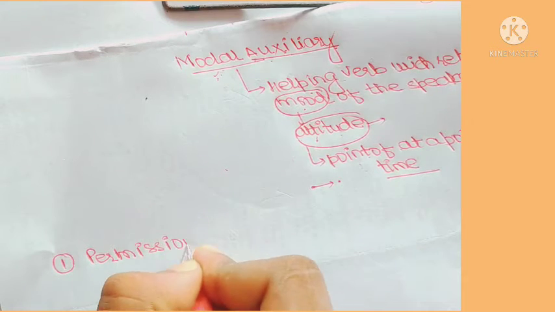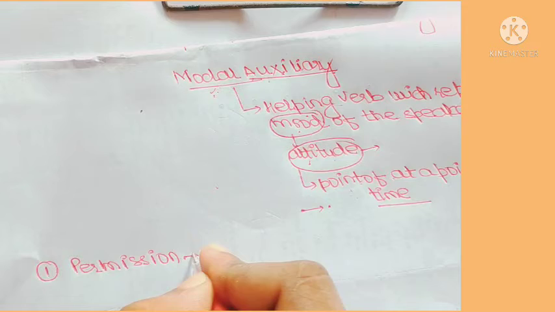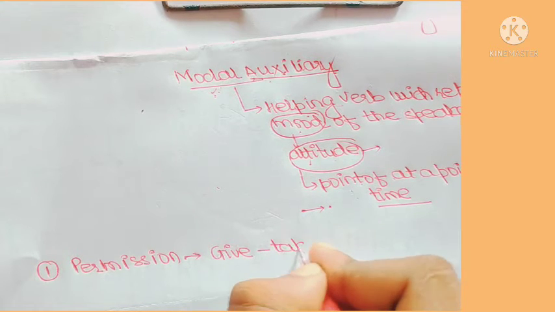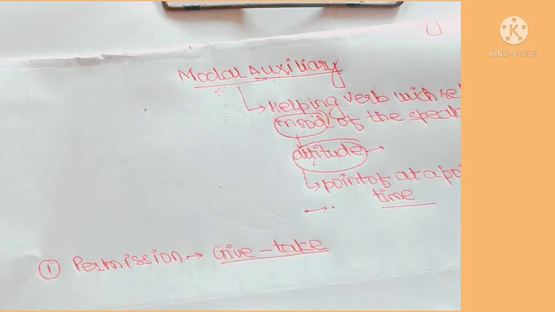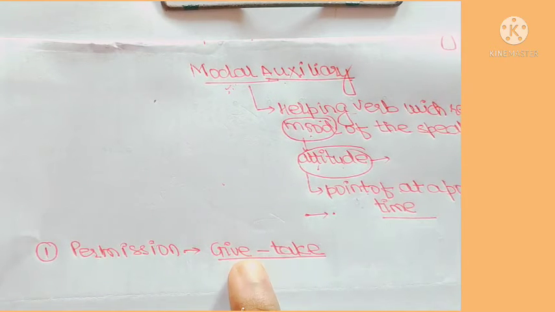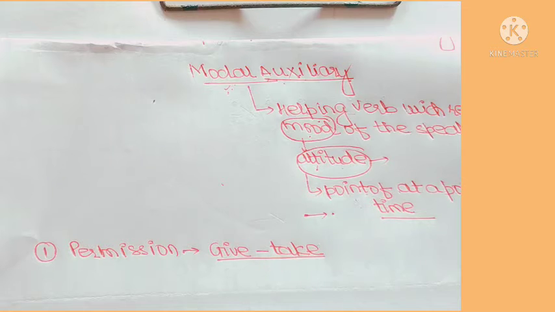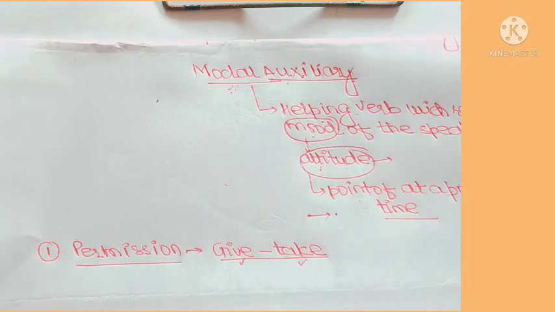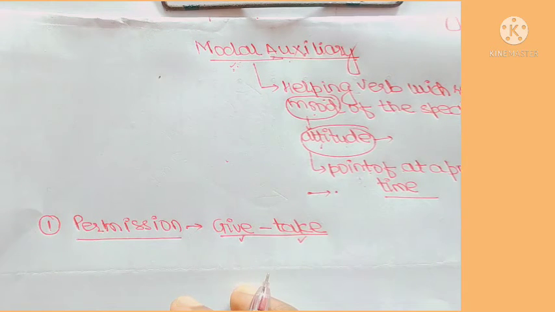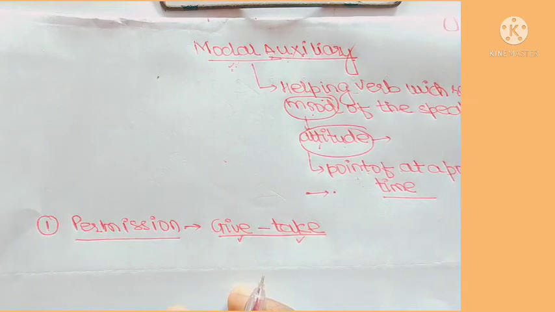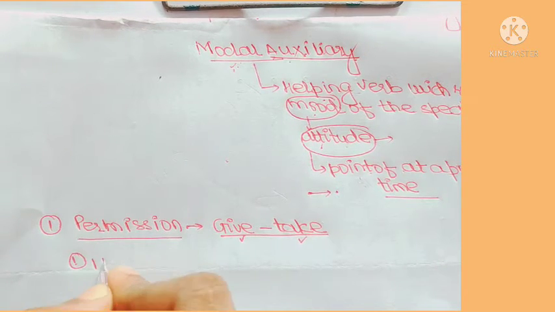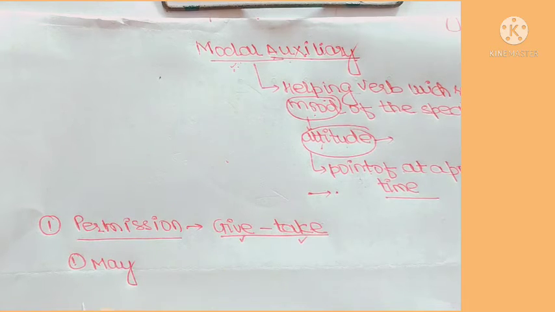Permission, either it can be given or it can be taken. Right? Permission, give or take. Mind it. For permission giving or for taking the permission, two modal verbs or modal auxiliary are playing a role in our English grammar. Let me tell you what the two verbs are. The first one is may and the second one is can.